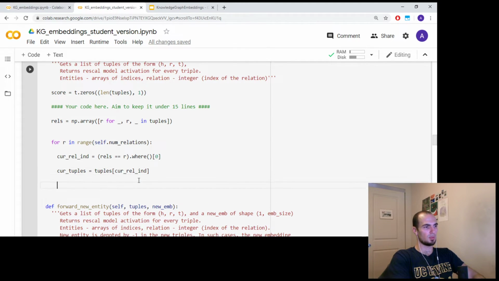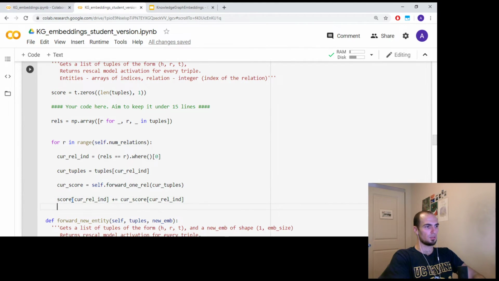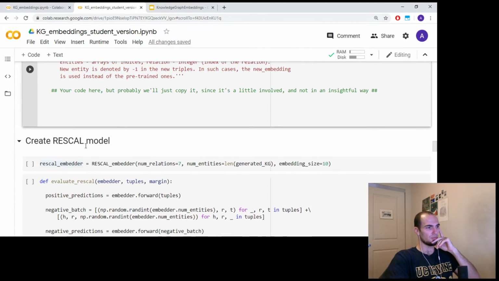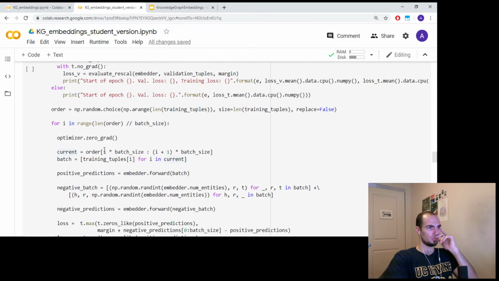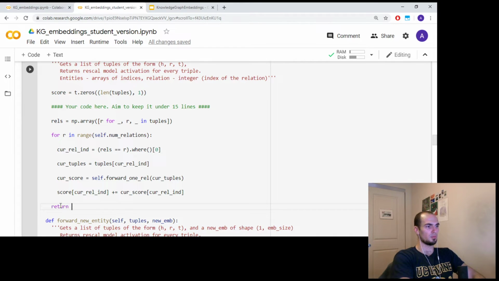So now we got tuples that correspond to the current relation, and we could also get the current activation or scores, which is going to be equal to self forward one relation of current tuples. And now we just need to update our accumulating array only at incorrect indices. So it should be those. So this should be very similar to what I had before, and I think it should work. There must be some minor typos. We could try to run a few more cells in this one and see what breaks. We also, of course, need to return the scores.